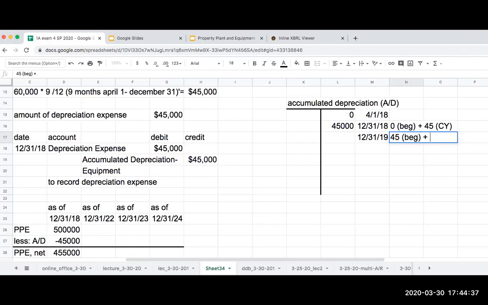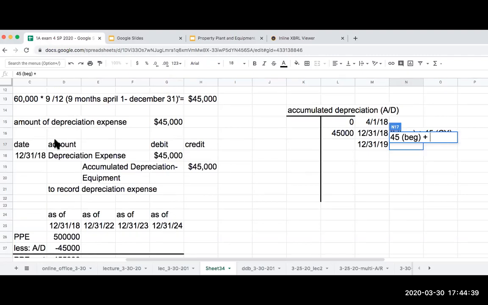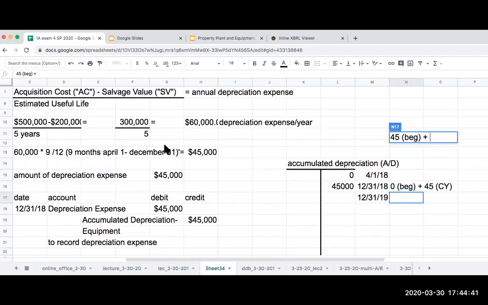When we get to 12/31/19, my beginning balance is now going to be $45,000. Then in the current year, how much would I take in 2019? Well, when it says straight line, I used it for the full year. So I'm going to be recording $60,000 worth. So this is going to be 60 for the current year, for a total of $105,000.